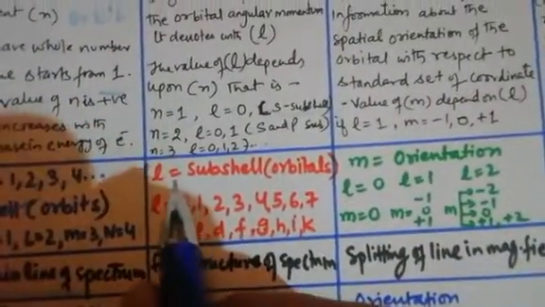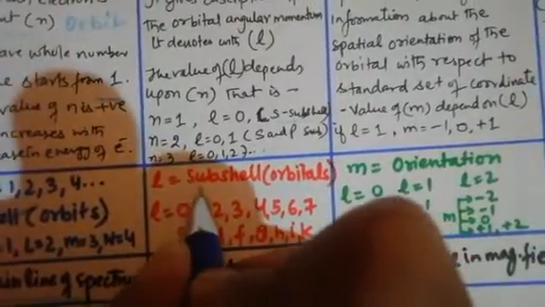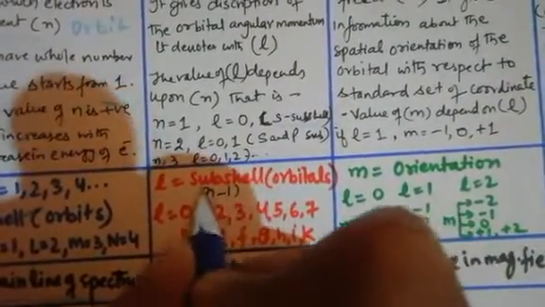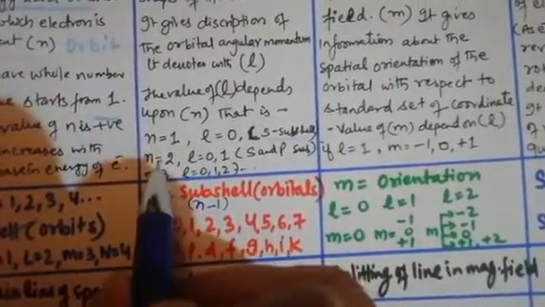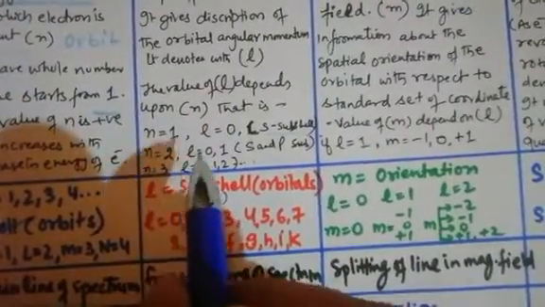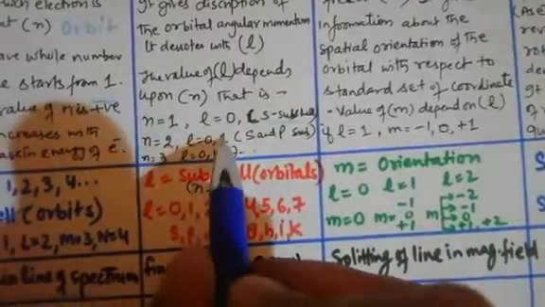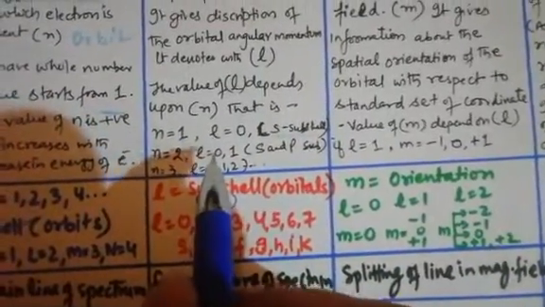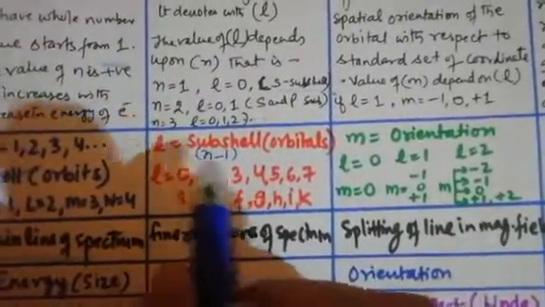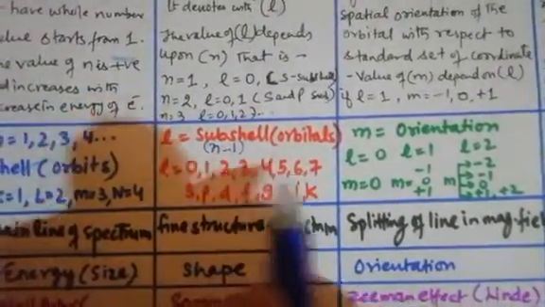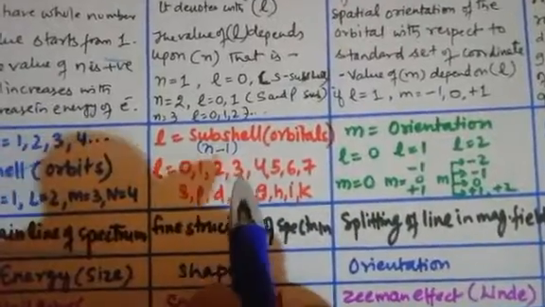L can be found by using this formula: n minus 1. Suppose the value of n is 1, so 1 minus 1 becomes 0. Suppose the value of n is 2, so L becomes 2 minus 1, it will become 1. But we need to start from 0. It will start from a whole number. Similarly, L is the subshell, or it represents the orbitals around the nucleus. L can be 0, 1, 2, 3, 4, 5, 6.